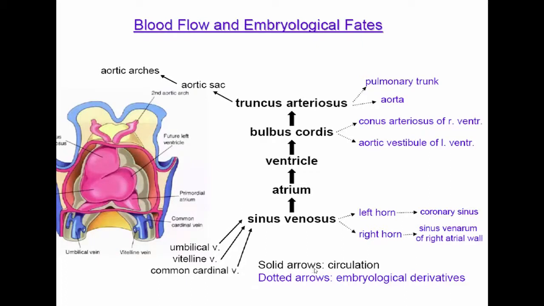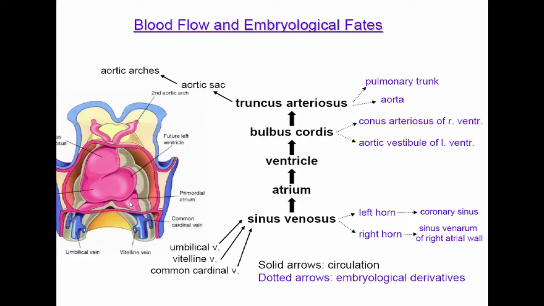Here, solid arrows show you the circulation, and dotted arrows show the embryological derivatives. Now, this is the sinus venosus. It receives blood from the umbilical vein, vitelline vein, and common cardinal vein, from both sides. So they receive the venous blood, and the venous blood enters into the atrium.